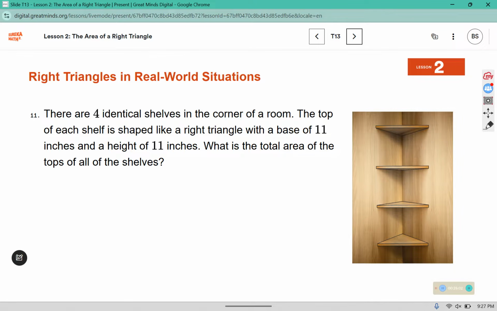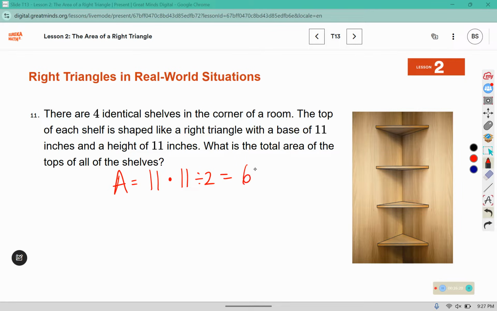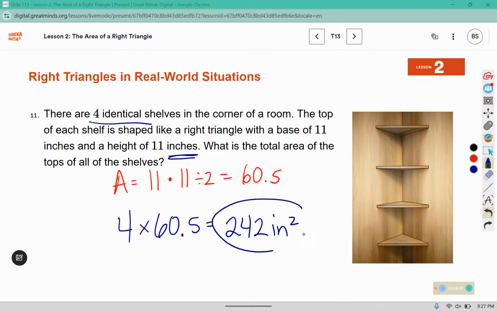There are 4 identical shelves in the corner of a room. The top of each shelf is shaped like a right triangle with a base of 11 and a height of 11. 11 times 11 is 121. And if we divide that by 2, that gives us 60.5. But I need 4 identical shelves to find the total area of all the shelves. And that is 242 inches squared.